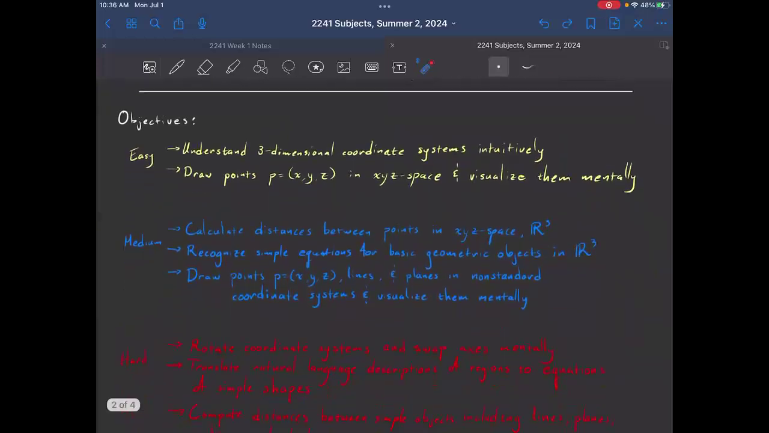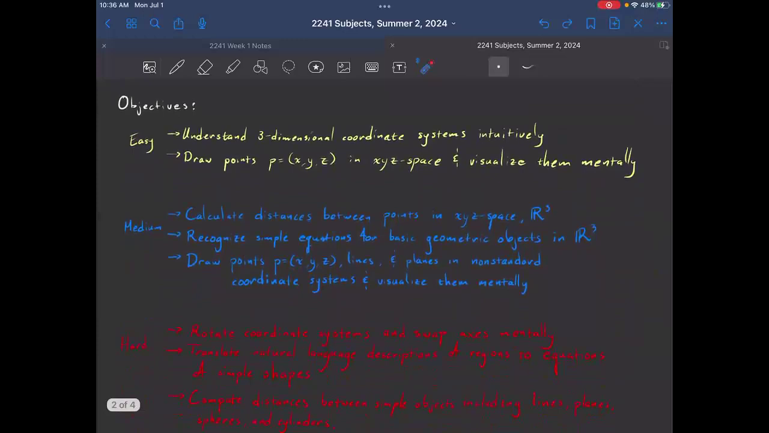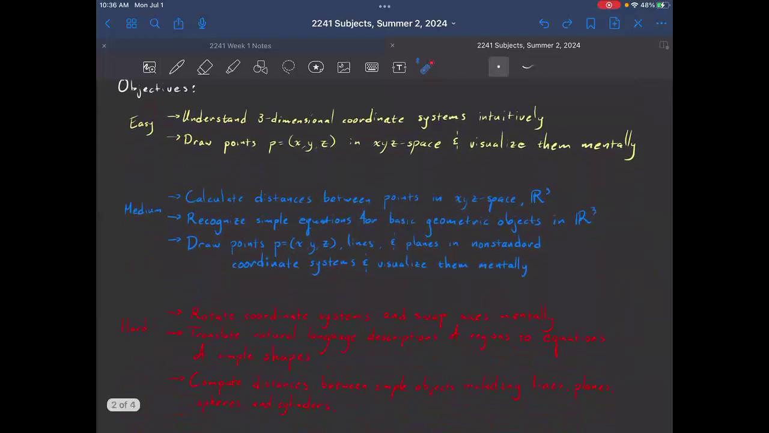All right, last are these objectives here, and then we'll go over the terms. We have 3 different difficulties of objectives: easy, medium, and hard, and we'll go through them one at a time. For the easy objectives, I want you to understand 3-dimensional coordinate systems intuitively.